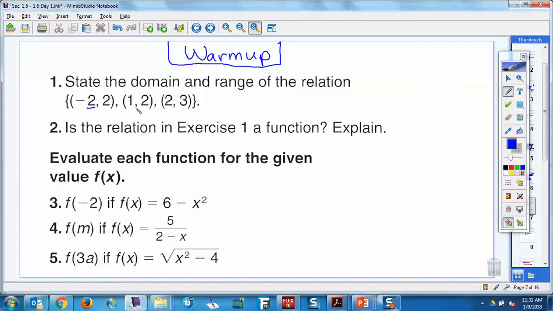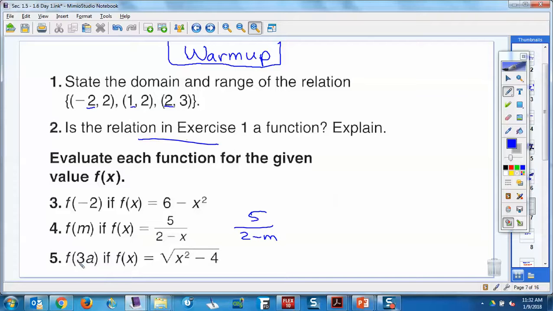Okay, so the domain was -2, 1, and 2, and in the range, 2 was repeated, but that was fine. So it is a function, because each input only matches with one output, even though 2 is repeated in the range. Just like Jack asked about y equals -75, every number there had a y value of -75, and it was fine. Put in the -2 here, and you get 6 minus 4, which is 2. Put an m in here, you get 5 is 2 minus m, just like that.